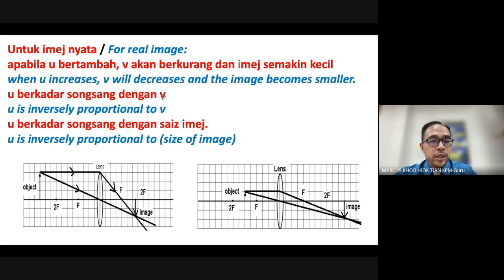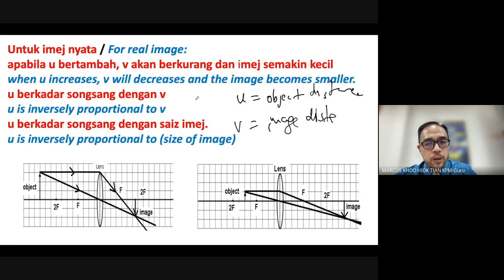When you increase the U, okay, U is what? U is the object distance. Just to remind you, U is the object distance. And then V is the image distance. So in this case, this is U and this is V. Over here, this is U and this is V.